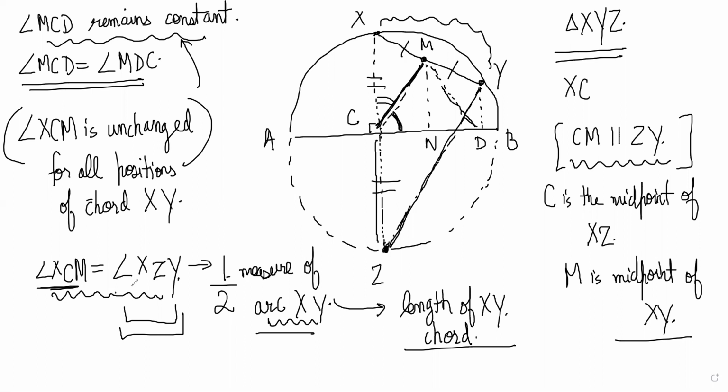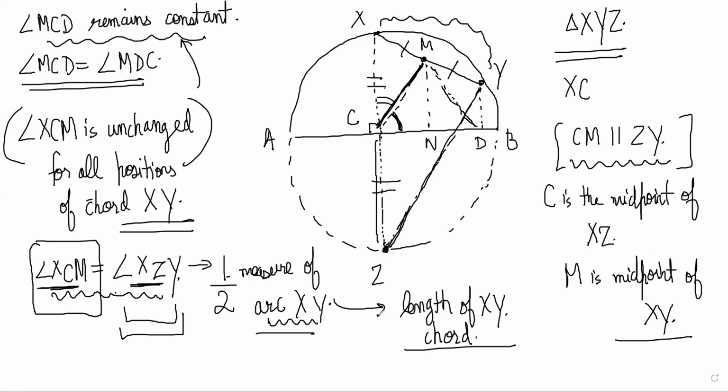And half of that, which is angle XZY, is also fixed, which is equal to angle XCM. So now we have shown that angle XCM is unchanged as long as the chord has the same length, right? So that proves our question. Angle MCD remains constant. And notice that here we have used an extension of a line. We have extended a line to meet it at the circumference of the circle, and that is what led us to the solution. Now, another way to show that would be through coordinate geometry.